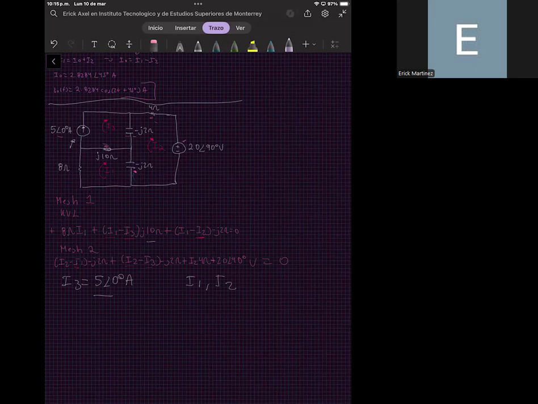So, the result of I1, if you input all these equations in your calculator, will be equal to 3.59016 with an angle of 55.0079 degrees, and these are amperes. And I2 is equal to 6.1209 with an angle of minus 35.2175 degrees, and these are amperes.